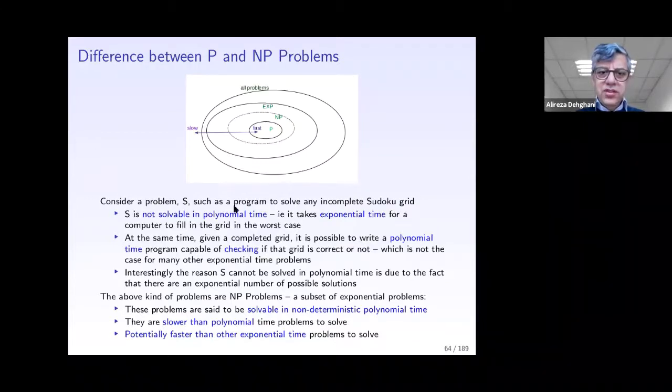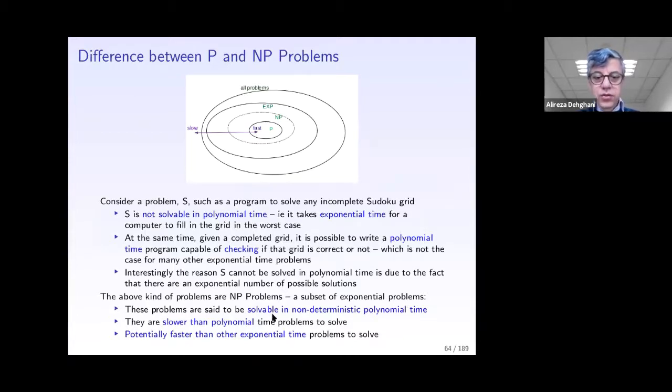So consider a problem S such as a problem to solve any incomplete Sudoku grid. S is not solvable in polynomial time, i.e., it takes exponential time for a computer to fill the grid in the worst case. At the same time, given a complicated grid, it is possible to write a polynomial time program checking if the answer is correct or not. Interestingly, the reason S cannot be solved in polynomial time is that there is an exponential number of possible solutions. The above kind of problems are NP problems, a subset of exponential problems.